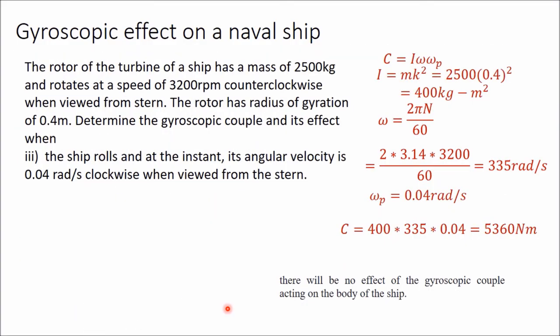Now the third is, the ship rolls, and at the instant its angular velocity is 0.04 radian per second clockwise when viewed from the stern. So here we can take omega p as directly given, 0.04 radian per second. From that you can calculate the gyroscopic couple as 400 into 335 into 0.04 is equal to 5360 Newton meter. As we have discussed before, in rolling there will be no effect of gyroscopic couple on the ship motion.